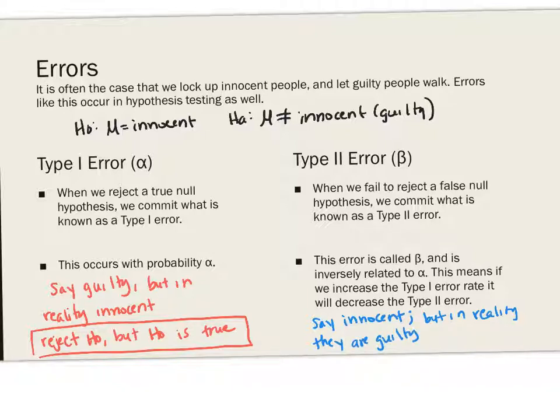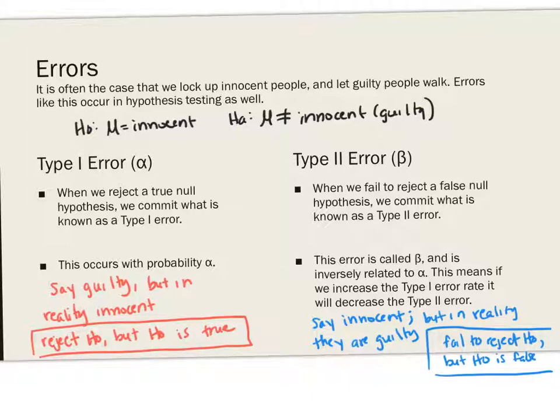Well, how does this error occur again? You're going to fail to reject H0, but H0 should actually be rejected. H0 is really false. Fail to reject means you're saying the person is innocent, but really they are guilty. That's a type 2 error, and we call that beta.